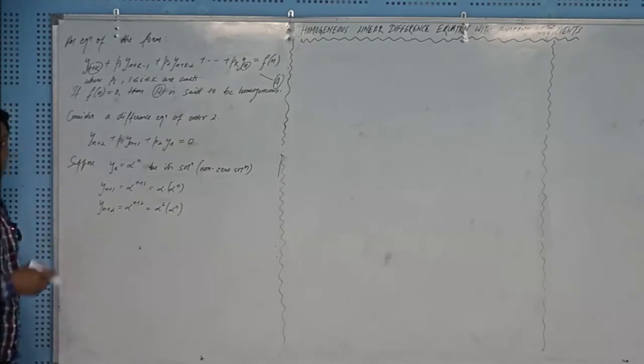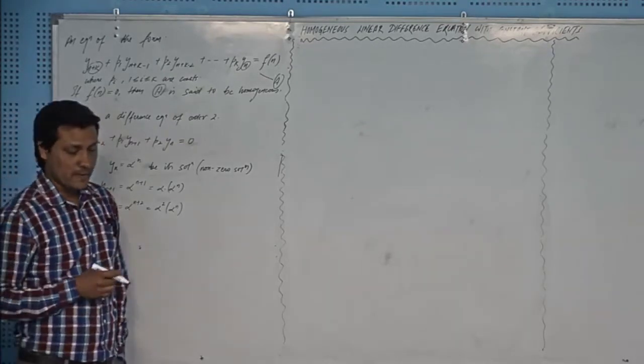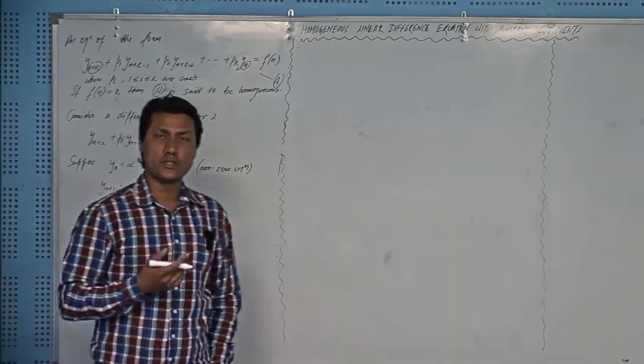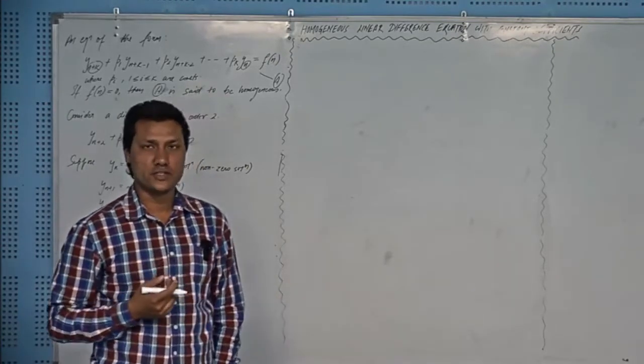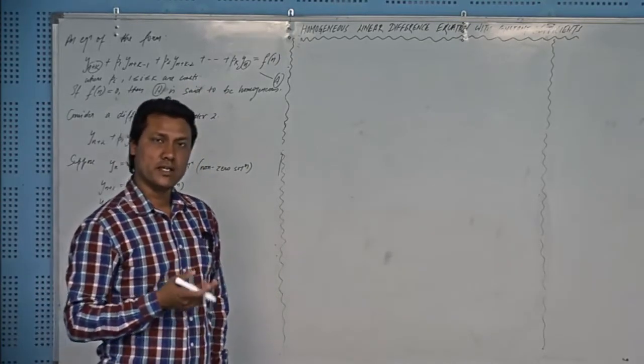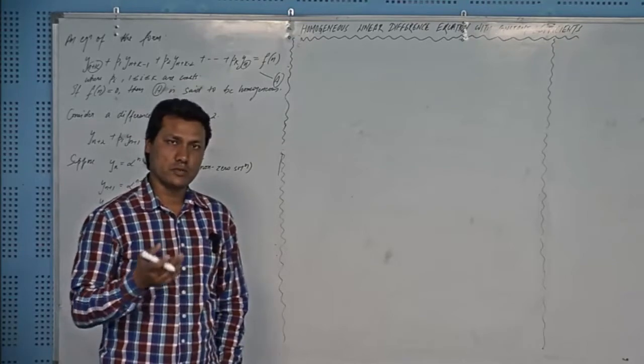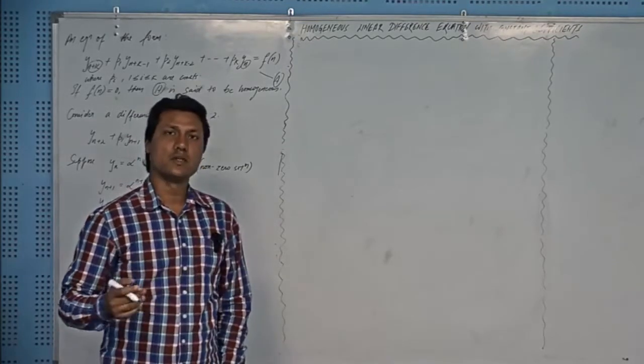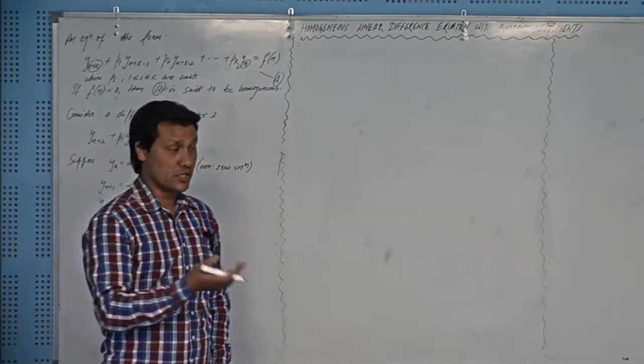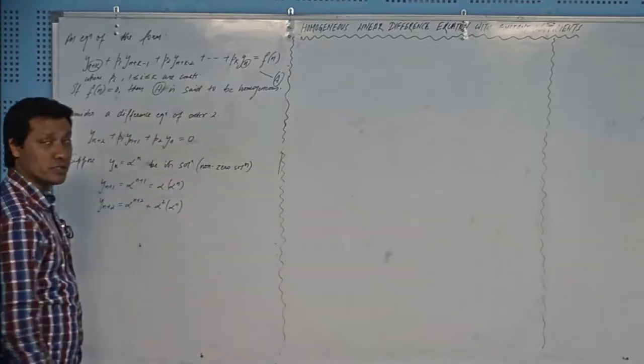As you choose y equal to e to the power ax or e to the power mx in the case of a differential equation, because you know that the derivative of an exponential function e to the power mx is just a constant multiple of e to the power mx, right? So the same reason can be used here, right?